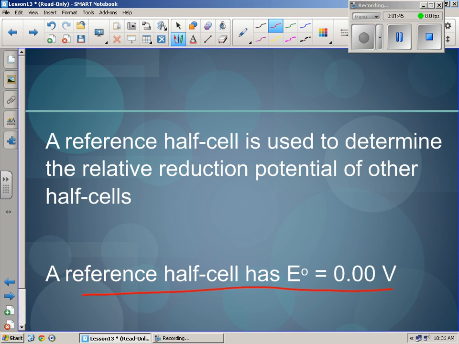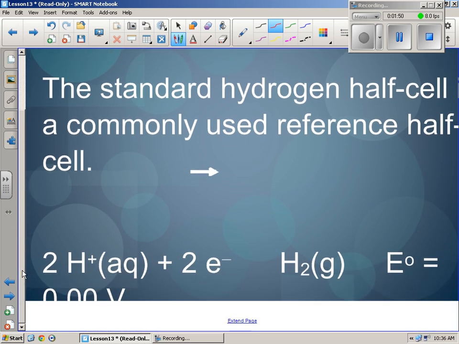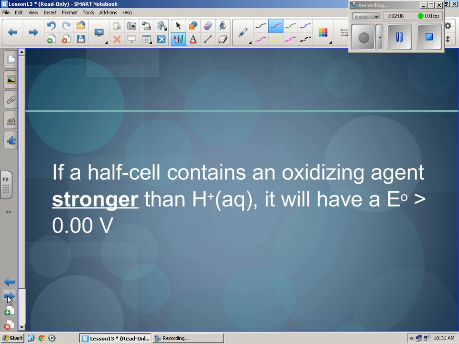Okay, it is the reference half cell. A standard hydrogen half cell is commonly used as a reference half cell, and of course it has a potential of 0.00 volts. So like I said, everything is based on that according to your data booklet. If a half cell contains an oxidizing agent stronger than H+, it will have an electrical potential of greater than 0.00 volts.